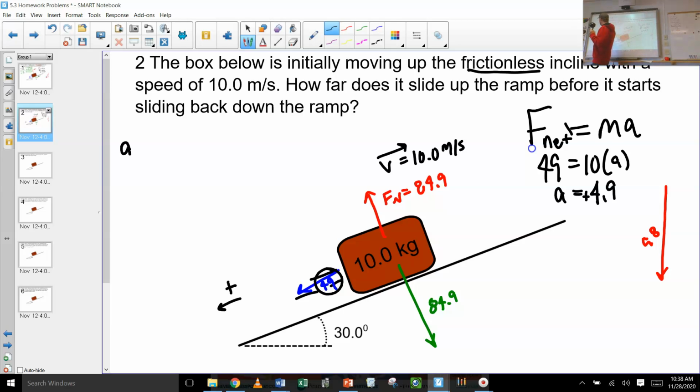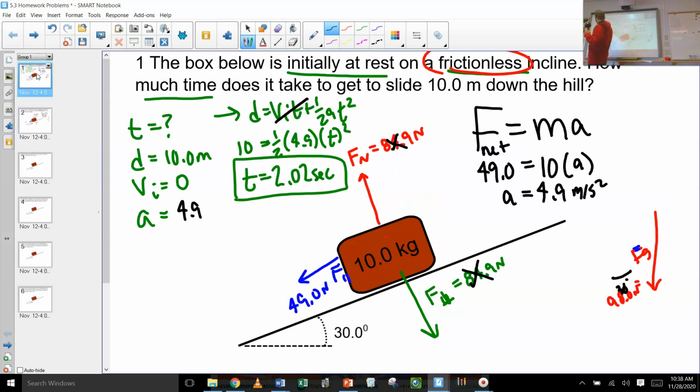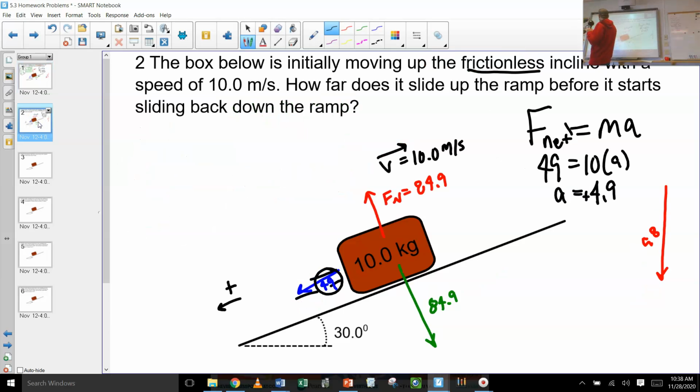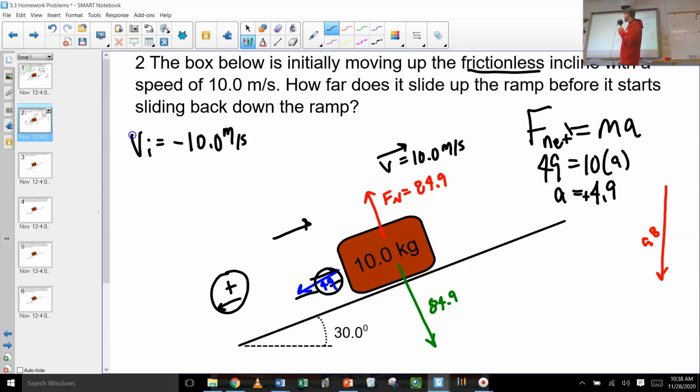So in this problem, everything is kind of the same except for the initial velocity. Remember how in the last problem we were looking for all these parts right here? My initial velocity in this case is going to be negative 10, because I'm going up the hill, and up the hill is going to be negative. So my acceleration is still positive. It's going down the hill at 4.9.